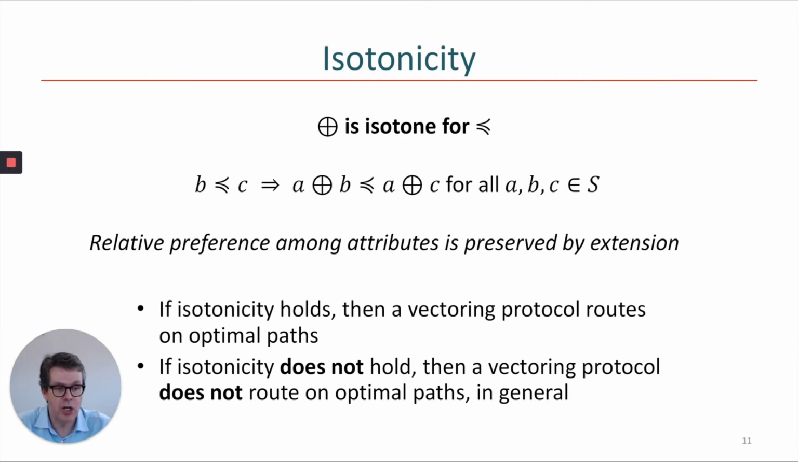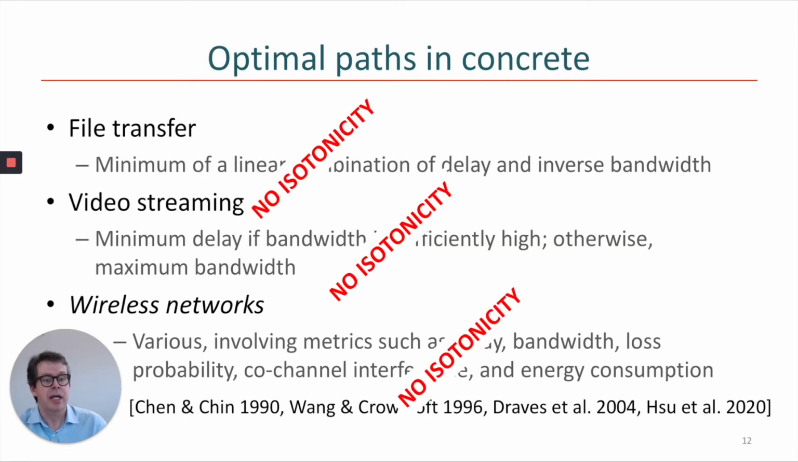If isotonicity holds, then a vectoring protocol routes on optimal paths. If isotonicity does not hold, then a vectoring protocol does not route on optimal paths in general. The problem is that most concrete optimal paths found in practice do not satisfy isotonicity. None of the examples I gave before satisfy isotonicity in general. What do we do?